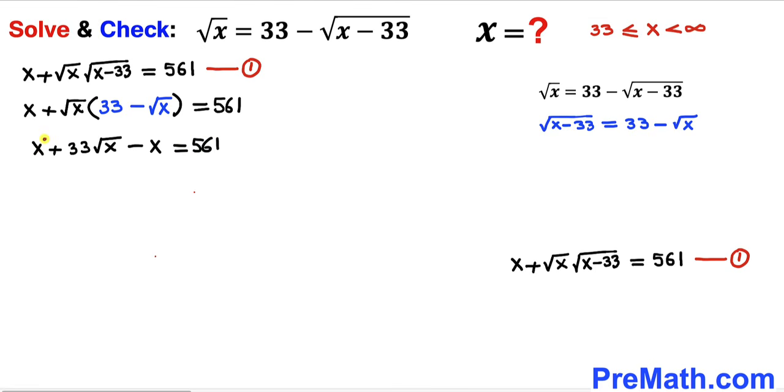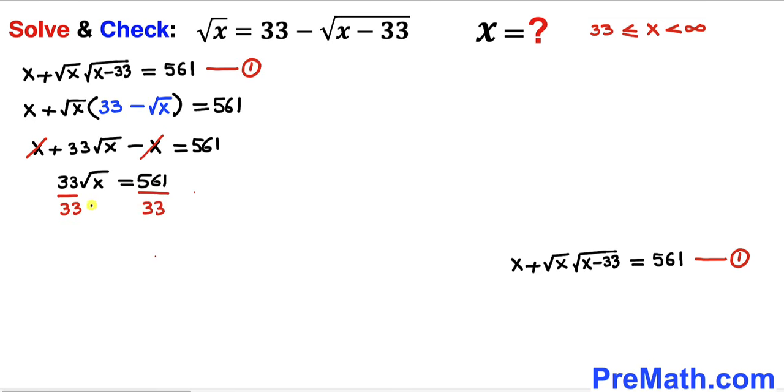And now we can see x and negative x, they are gone. So therefore we ended up with 33 times the square root of x equal to 561. And now I'm going to divide both sides by 33 to isolate square root of x. This is gone. So therefore square root of x turns out to be equal to 17.